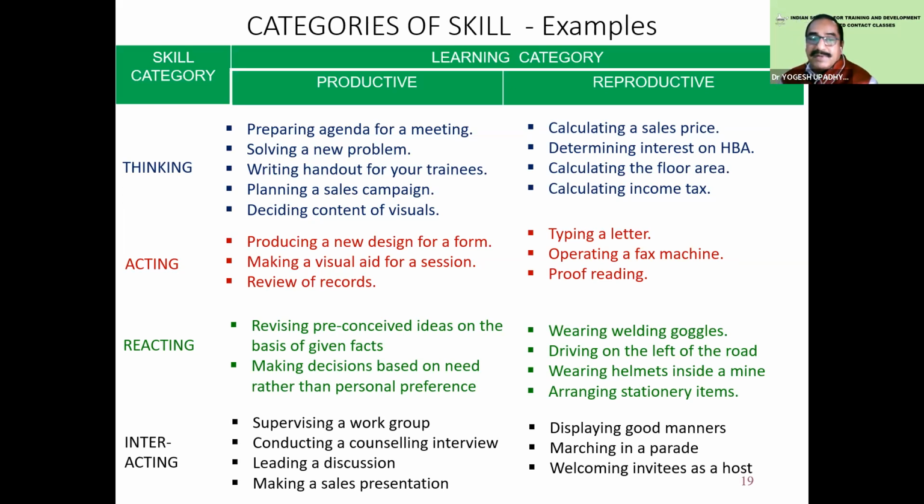Now, productive thinking: preparation of an agenda of a meeting. How the agenda should be worded and which agenda item should be made, what comes on top and which should be taken last. But calculating a sales price, if there's a formula, or determining interest on house building, these are reproductive. Acting: if you are taking reproductive, producing a new design or a form, this is productive. Typing is the same way, fax machine, proofreading.